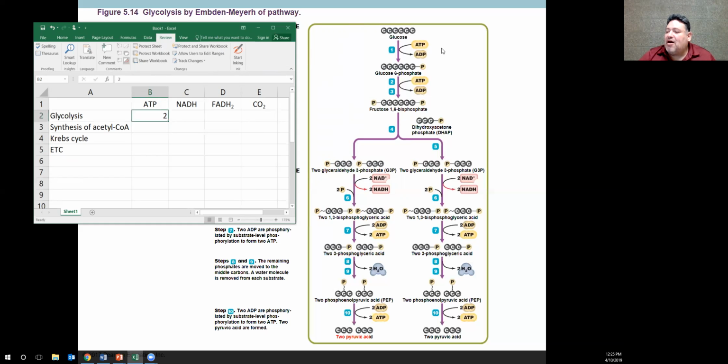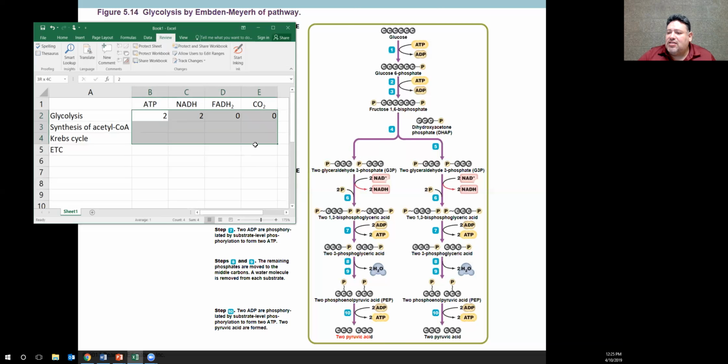Okay. What about NADH? Did we make NADH? Well, we did, right there. How much did we make? Well, we made 2 of them. Yay! Did we make any FADH? No, not at all. Did any carbon dioxide come out of it? No, not at all. So there we are. That's glycolysis. Okay. So far, what have we done?